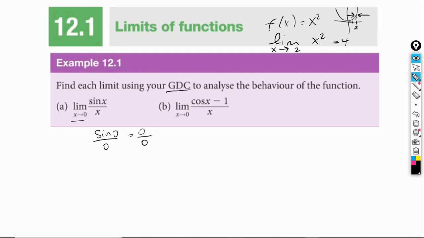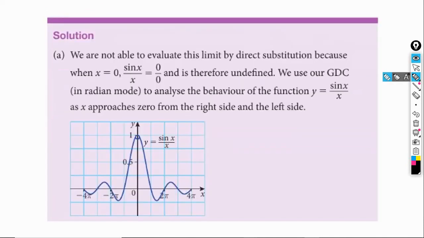The same with B. If we plug in 0 here, we get cosine of 0 minus 1 over 0, and this also is going to give us 0 over 0, which doesn't make any sense. So what we have to do is analyze the behavior of these functions by studying the graph, and that's what we're going to do. So here we have the solution to letter A.